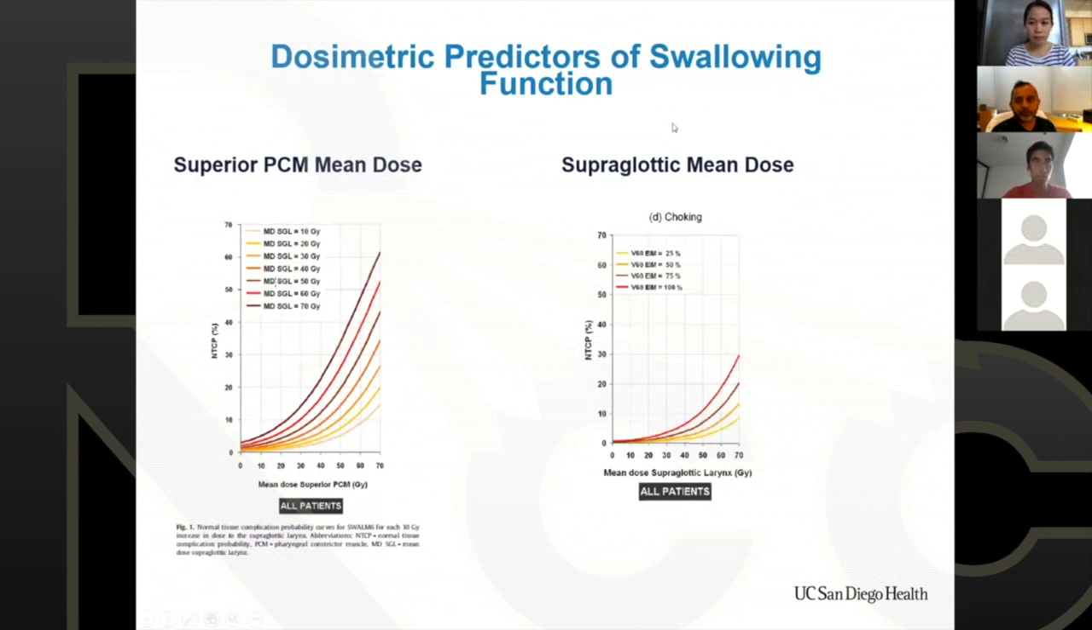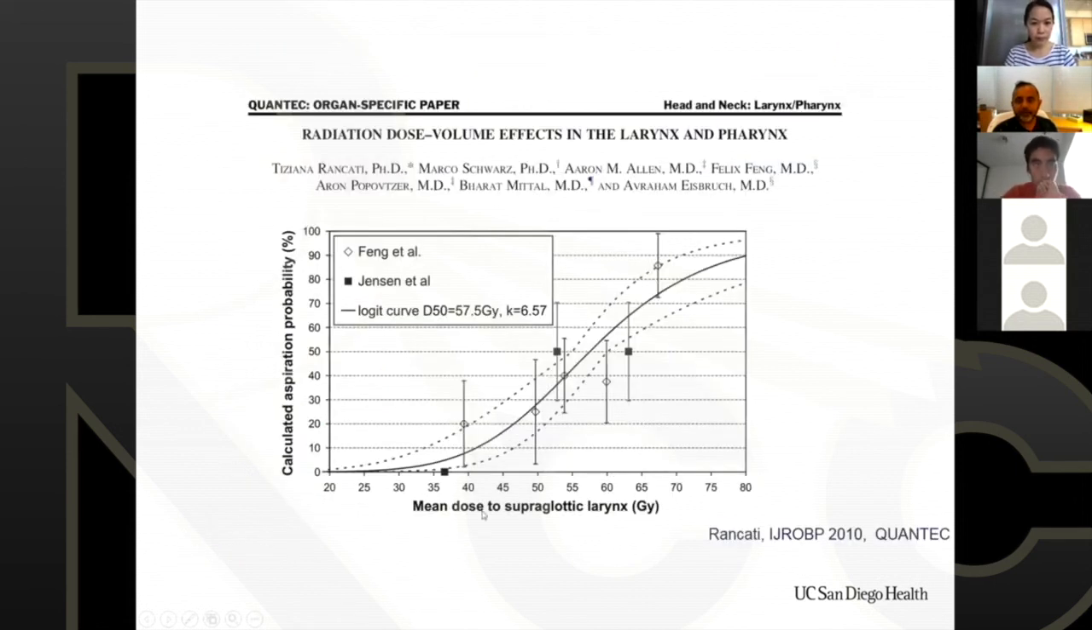These are just showing you these dosimetric predictors of swallowing function. So you can see this is some NTCP modeling. You're looking here at the mean dose to the superior constrictor muscles and the mean dose to the supraglottic larynx. And you can see that when you have mean doses that are low, on the order of 10 to 30, 40 gray, the likelihood of complication is fairly low. But once those mean doses start going to 50 to 70 gray, the likelihood of complication increases in these patients. Same thing for supraglottic larynx patients. This is, again, just showing you some of the Michigan data, showing the mean dose to the supraglottic larynx and the likelihood of aspiration.